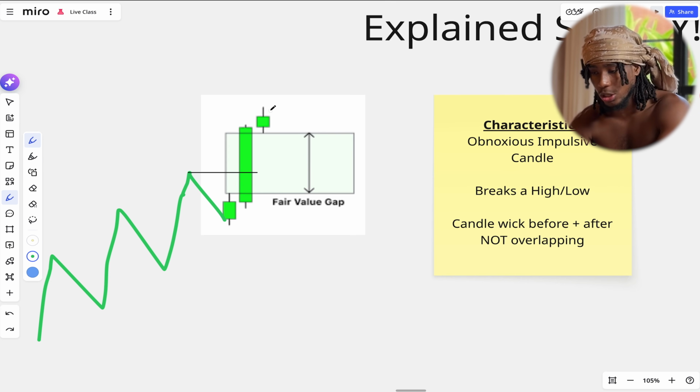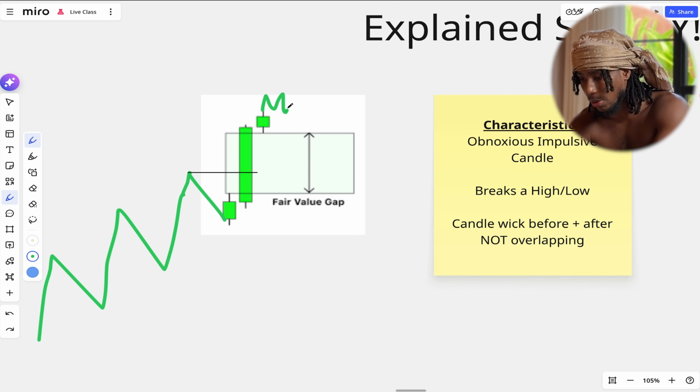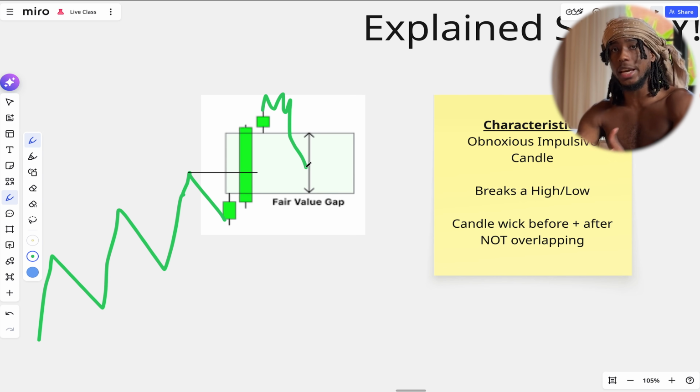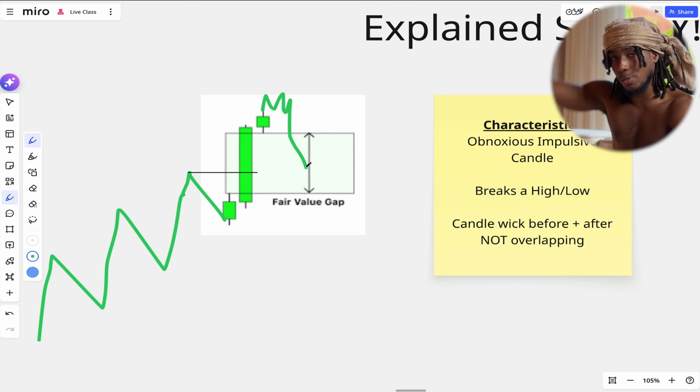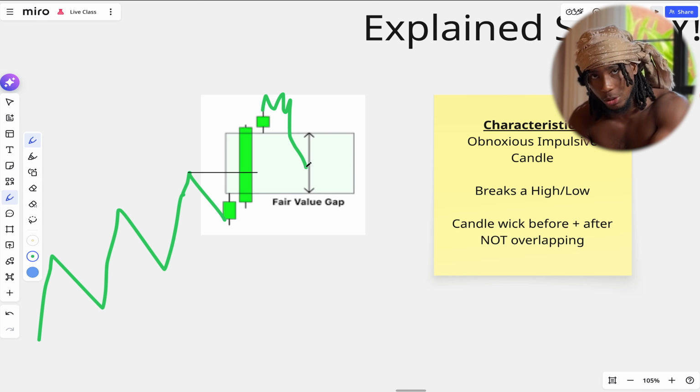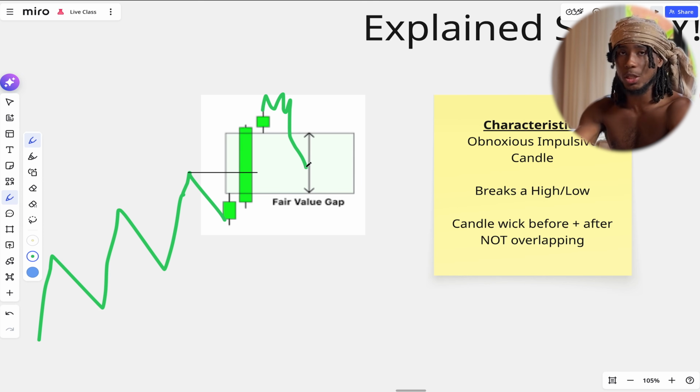So now all you got to do is just wait for price to do its thing. It's going to play around a little bit. It's going to eventually get back into this box because this box is essentially a retest area. Just like support and resistance, whenever it's broken past, it usually comes back and retests it. That's the same thing we do with fair value gaps. Okay, so the same principle would apply.